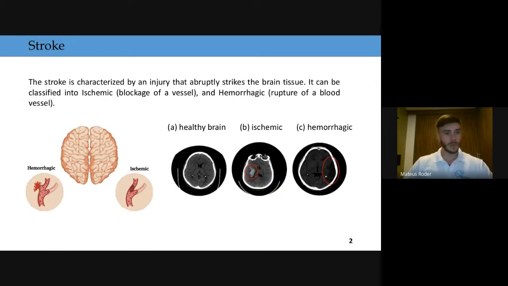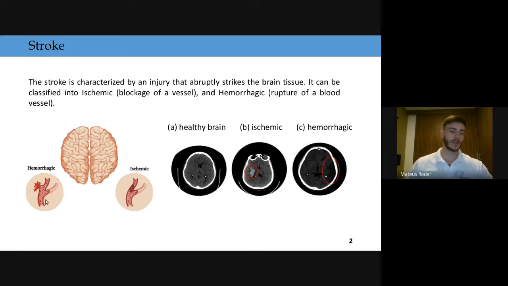First of all, the stroke is characterized by an injury that abruptly strikes the brain tissue. It can be classified into ischemic, which is a blockage of a vessel, and hemorrhagic, a rupture of a blood vessel. The first image stands for the two types of stroke.